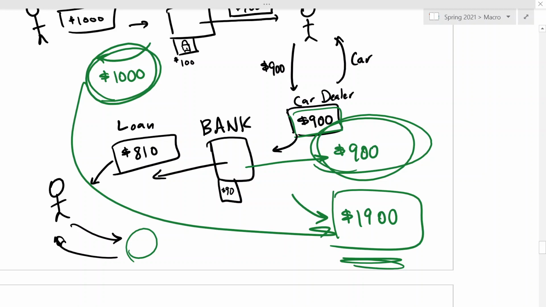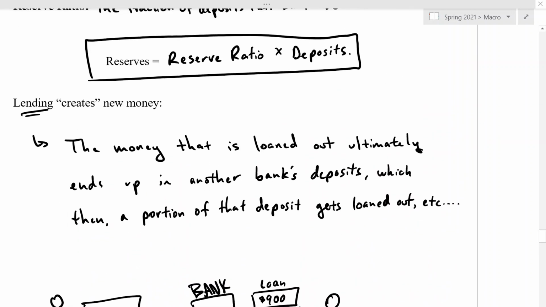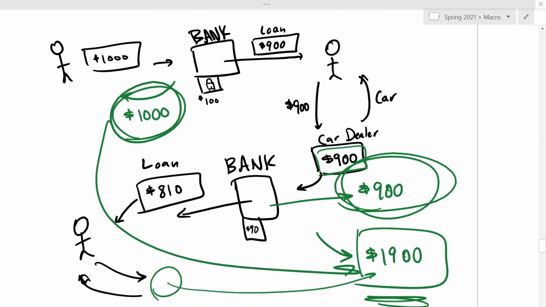When this next loan goes on, that deposit is going to add another $810 to that, and so this cycle will continue, and that's this idea of the banking system creating new money, because it started with 1,000 and it's ended up with more. So this is kind of the visual representation of what's happening.